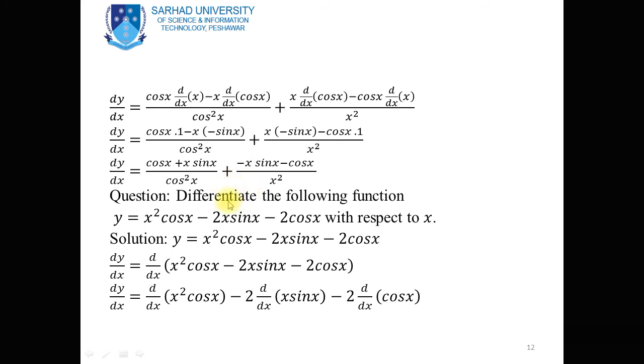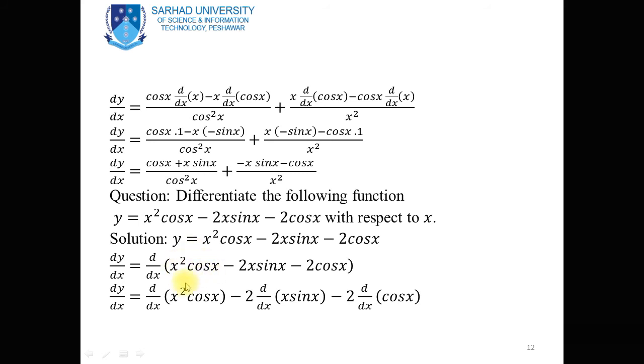Now another problem, y is equal to x square cos x minus 2x sine x minus 2 cos x. So the derivative of this function with respect to x will be dy by dx is equal to the derivative of the given function. You see over here, the derivative of this term, we use the derivative of this function.